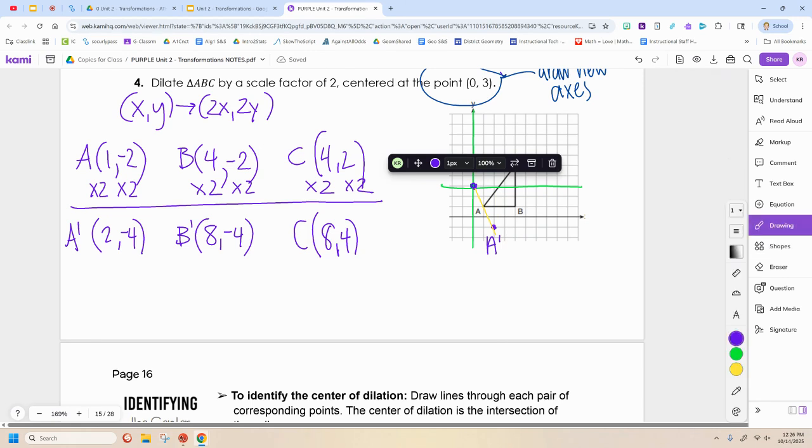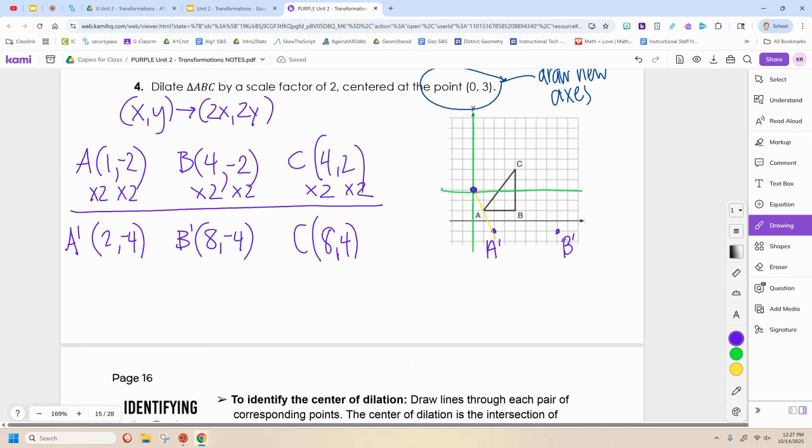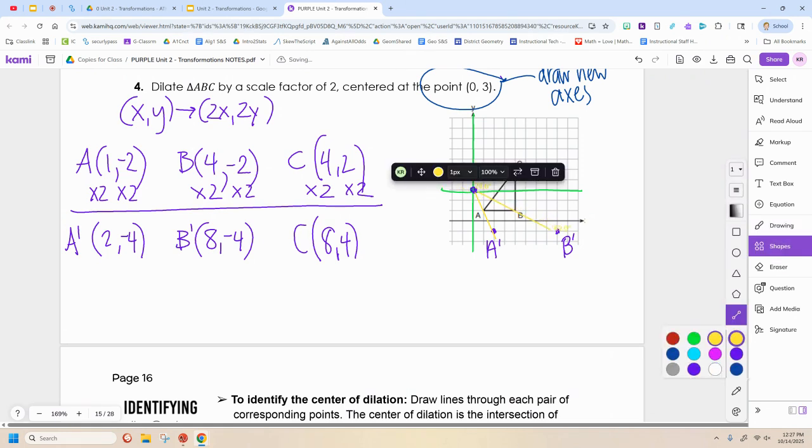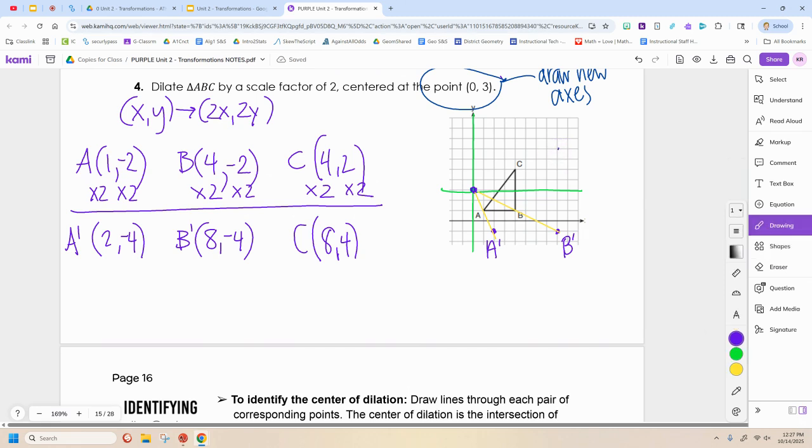Okay. I go back here. B is located at over 8. 1, 2, 3, 4, 5, 6, 7, 8, and down 4. Here is B prime. And then I can also go back still and check, are all 3 points on the same line? They are. And then my last point is over 8 and then up 4. So I'm up 4 from here. 1, 2, 3, 4. And there's C prime.